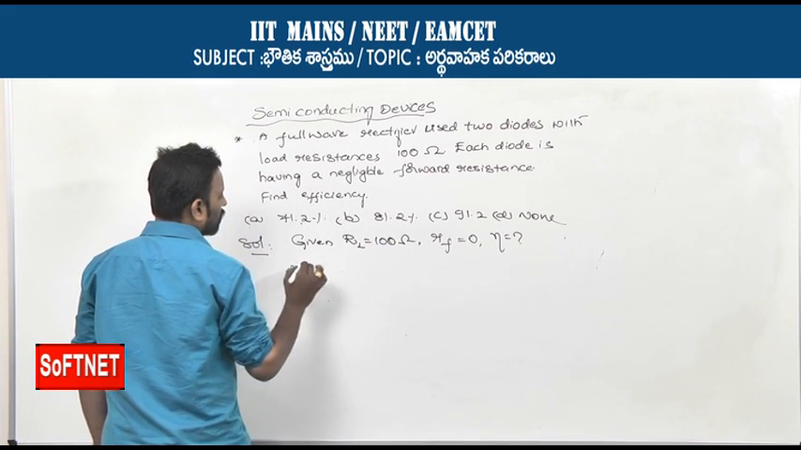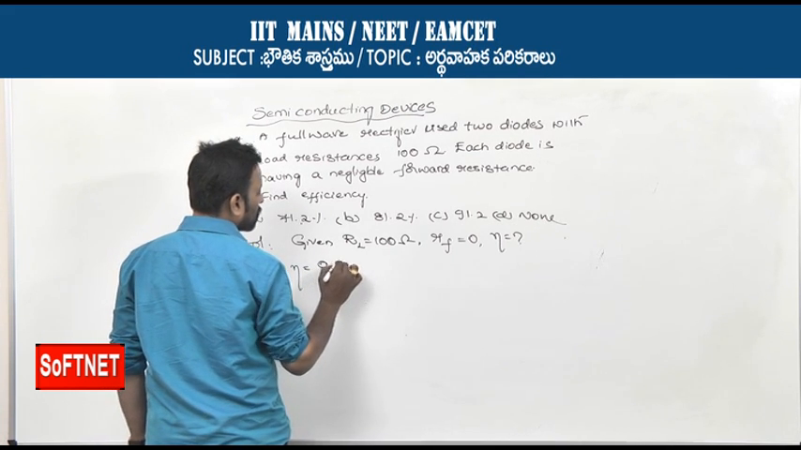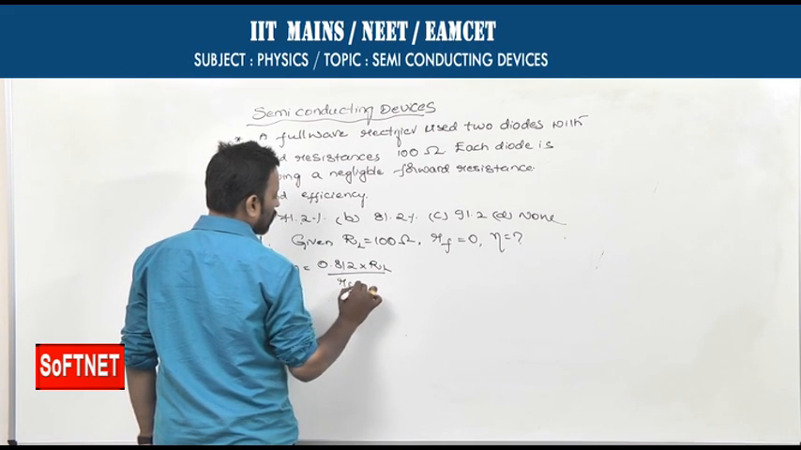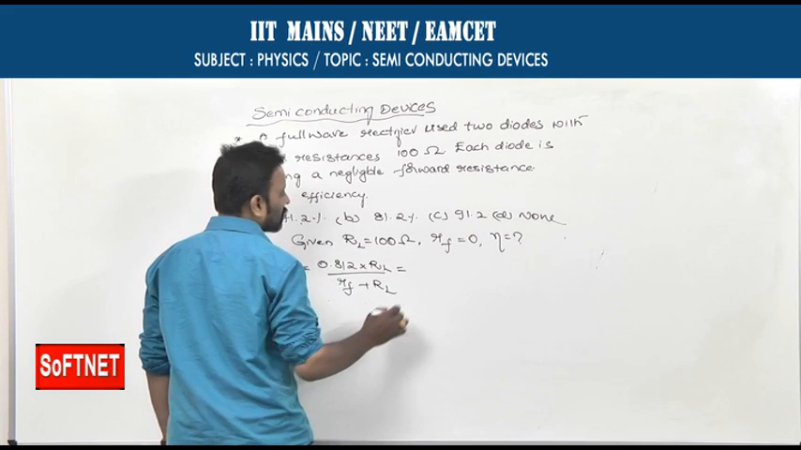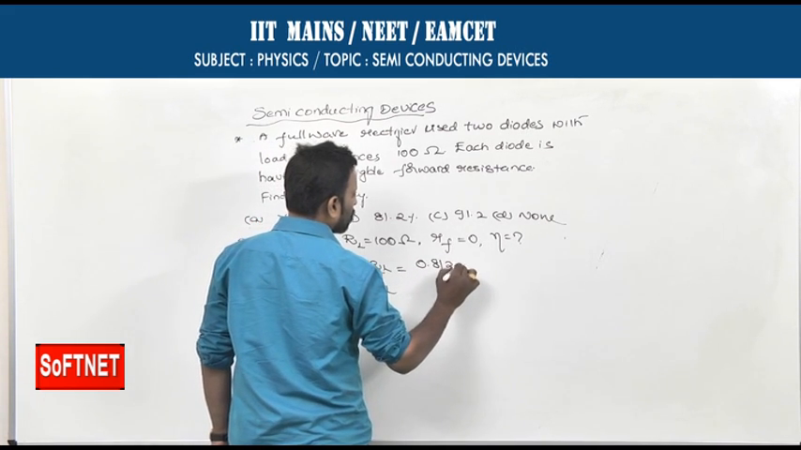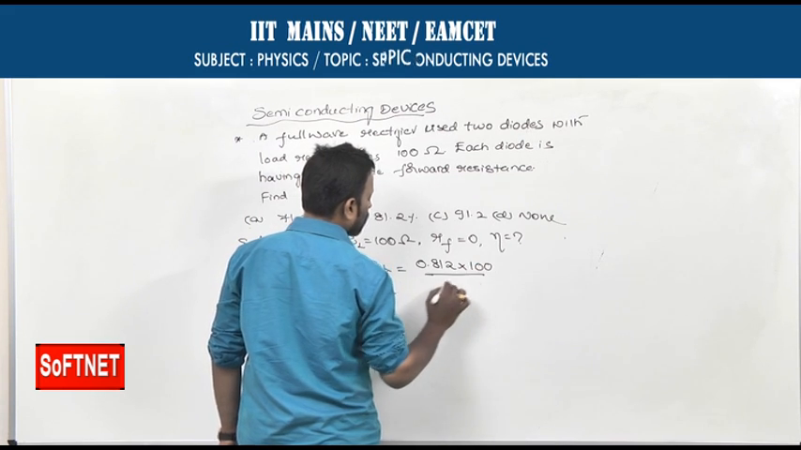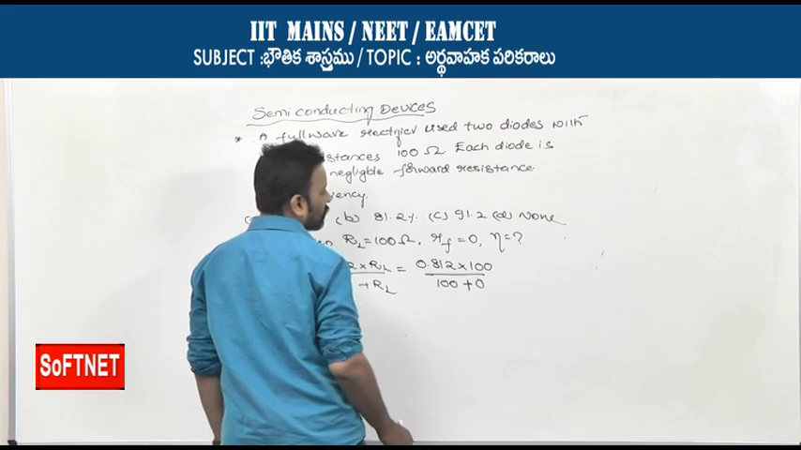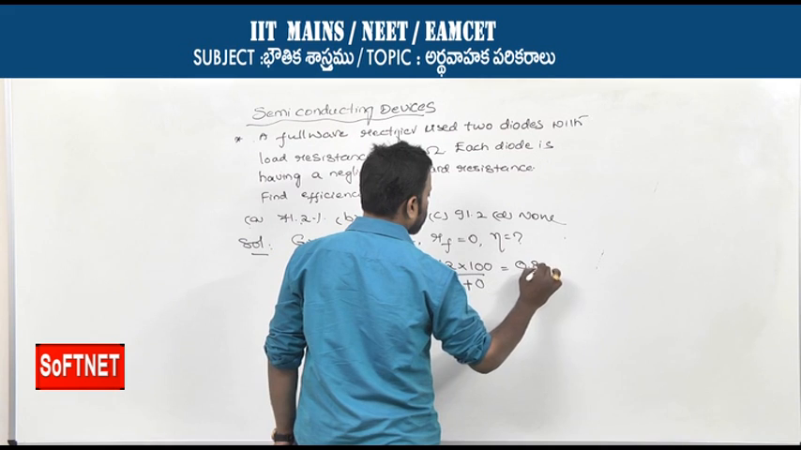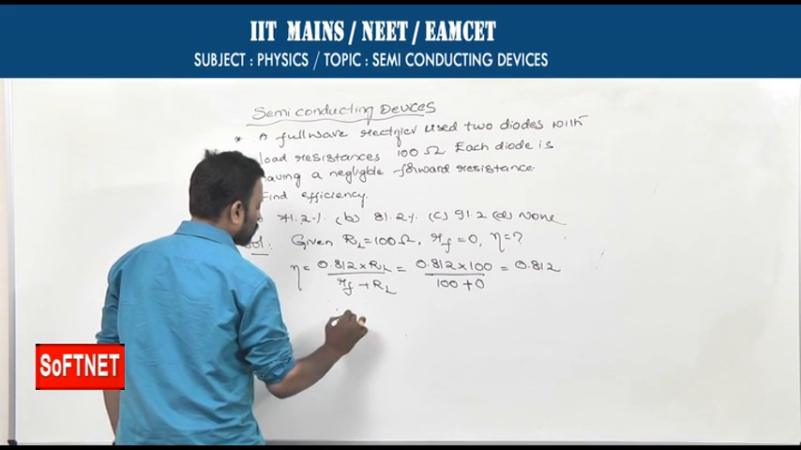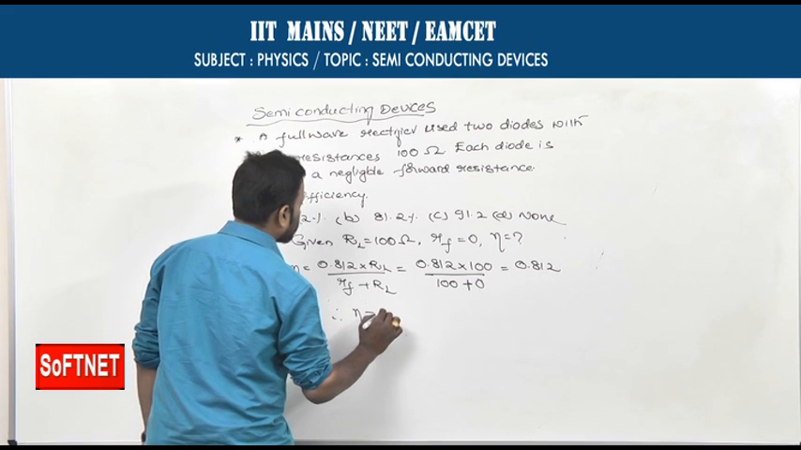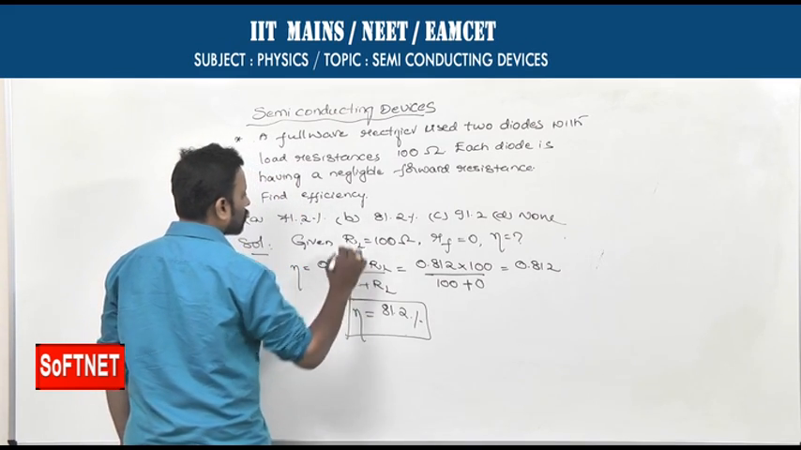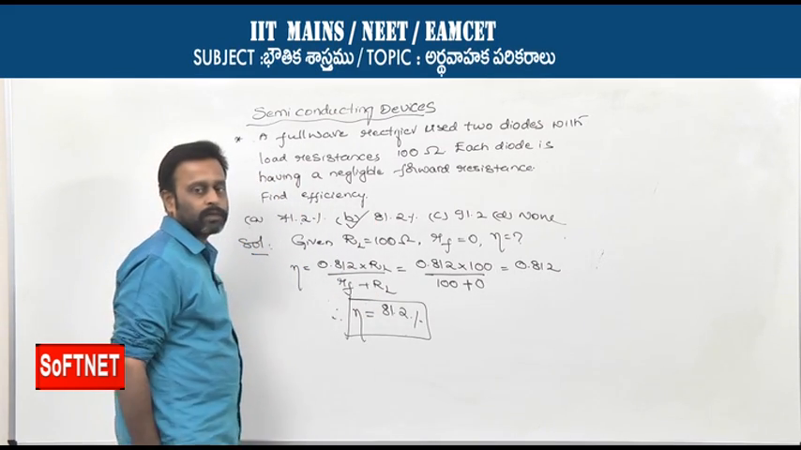In case of full wave rectifier, the formula to calculate efficiency is 0.812 into RL by RF plus RL, that is 0.812 into load resistance, which is given as 100, by 100 plus 0, so you will get 0.812. So the efficiency of the rectifier is 81.2%. So second option is correct one.